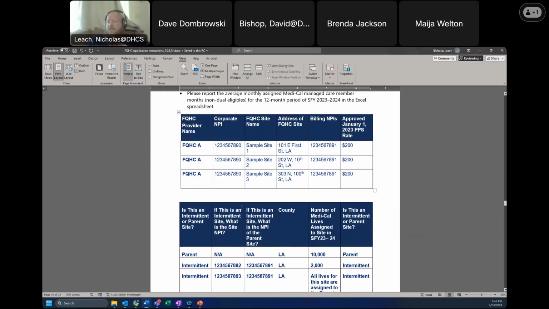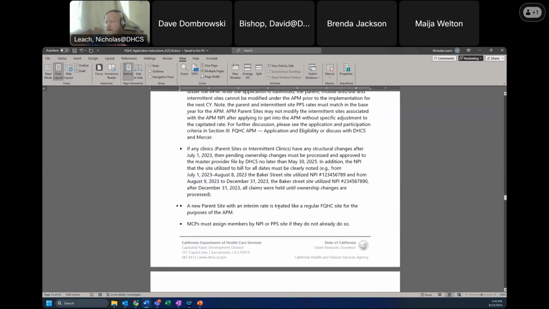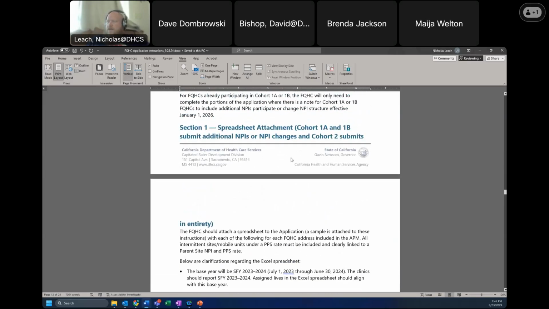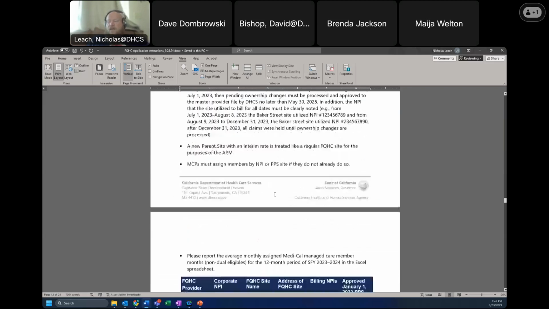MCPs must assign by members, by MPI or PPS site if they're not doing so already. Give some examples of how that needs to be filled out. Data capability, and you will also see, one other thing to point out here on the back end, some of this is for members of cohort 1A or 1B if they're looking to add additional NPIs or make changes. They only fill out partials, and then for cohort 2 they'll submit entirely.